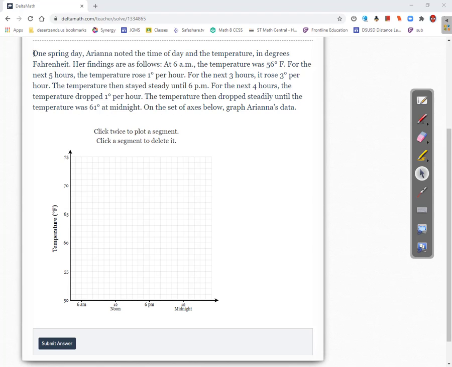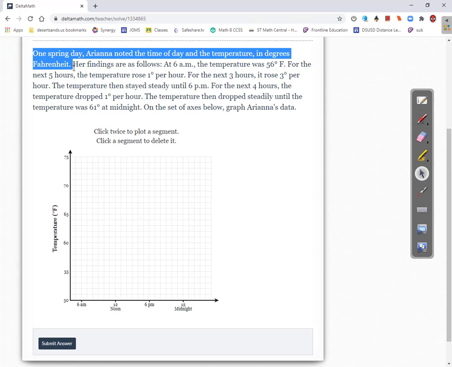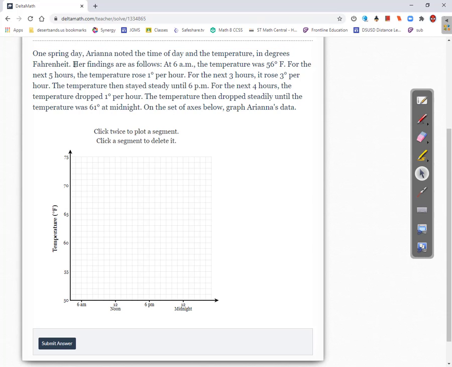Okay, so start things off, one spring day, Ariana noted the time of the day and the temperature in degrees Fahrenheit. Okay, so just giving us context. Her findings are as follows. At 6 a.m., the temperature was 56 degrees. Our first exercise started at 0. Our second one gave us a B value.